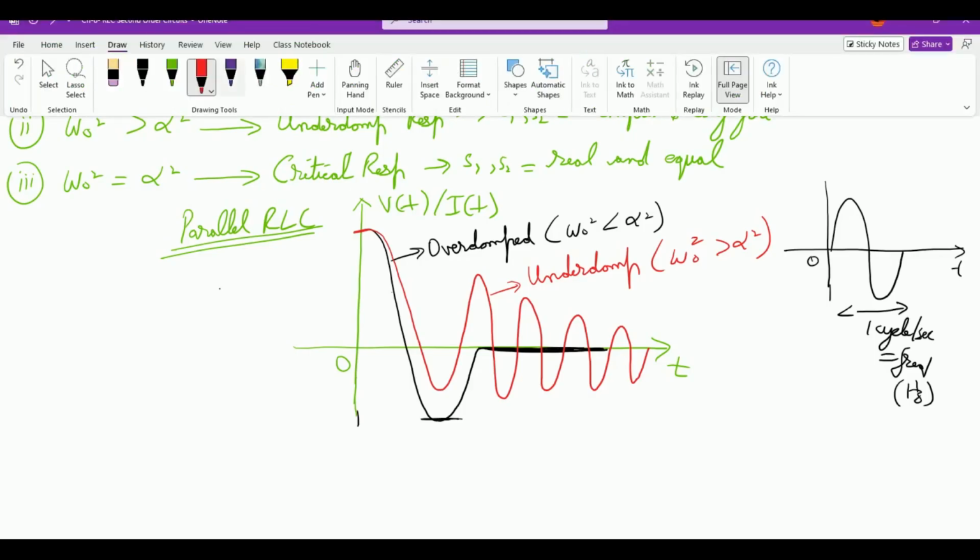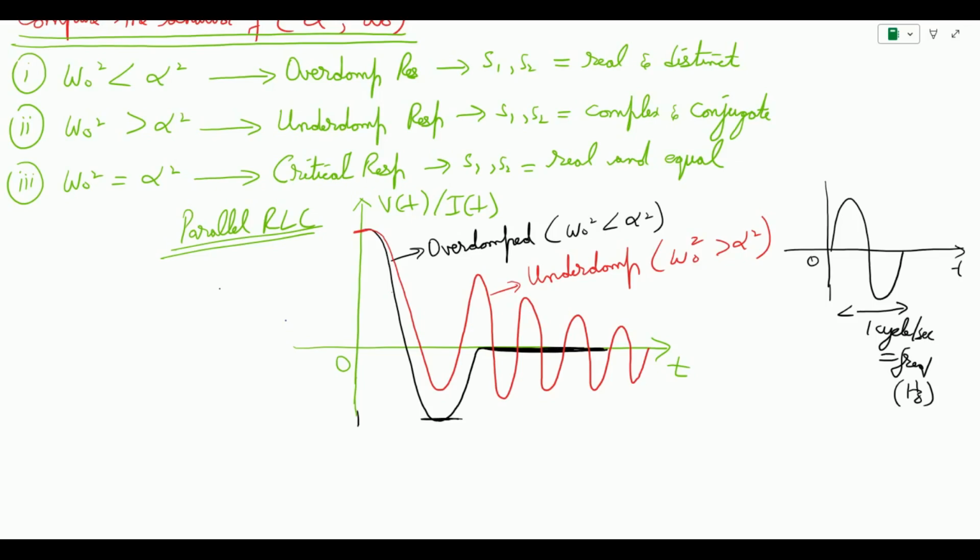And finally, the critically damped response is that the signal is on the verge of oscillation. For the critically damped response, we say it is about to start, but it reaches its final value. So you can see from this point, it just started and then it reached its final value. This is called critically damped, where the frequencies are equal to each other.